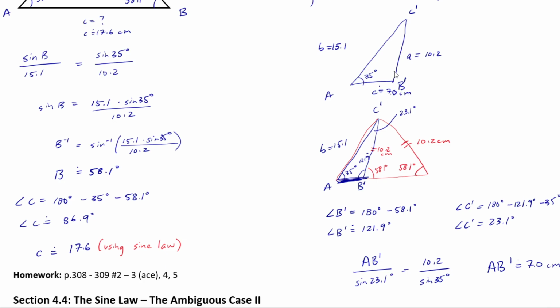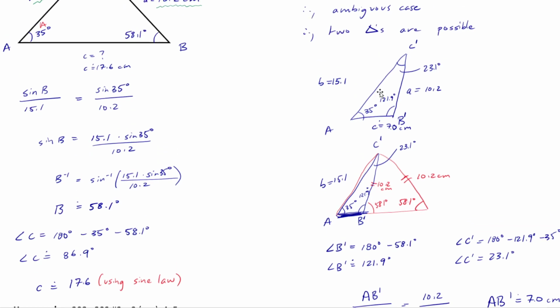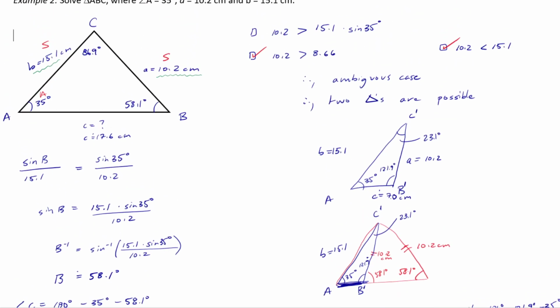So now I've actually solved for this other possible triangle. That was 7.0 centimeters. That's 121.9 degrees. This one right here is 23.1 degrees. And I have all my sides and all my angles, and that was achieved for this second triangle by placing it on top of the triangle I already solved and using the properties of an isosceles triangle.